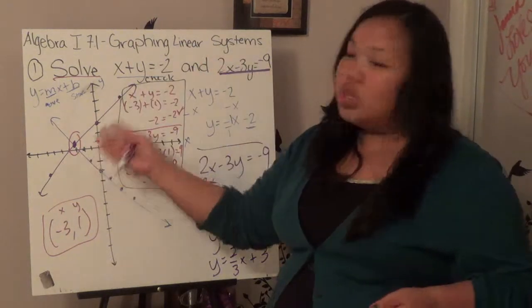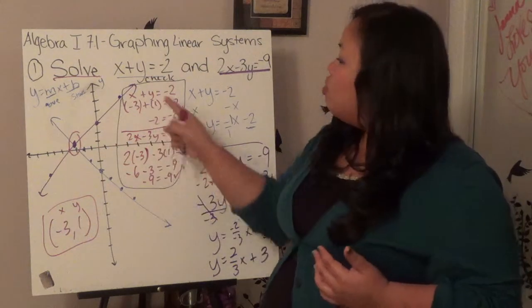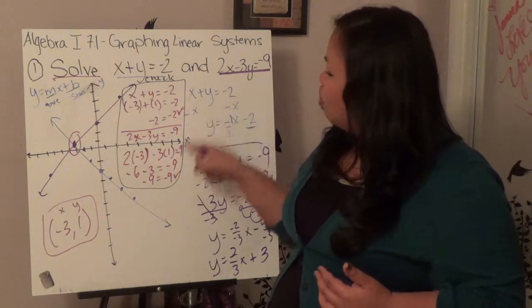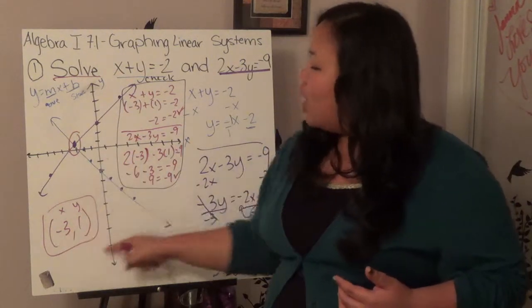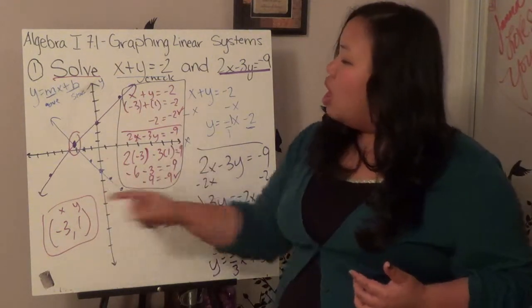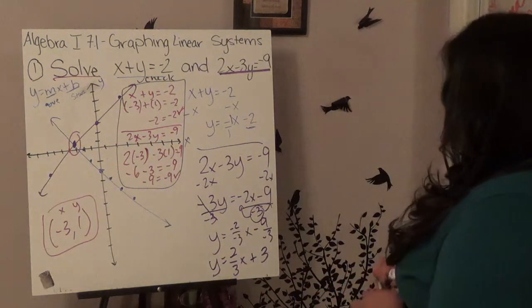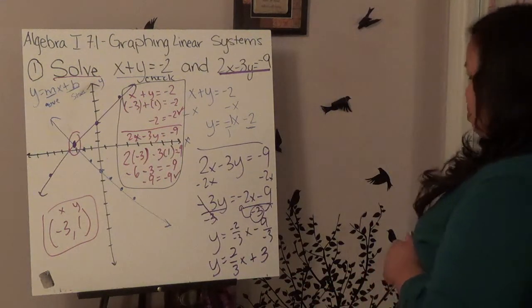So let's say if you're not sure, your graph is a little bit off. If you can plug it in and it makes it true for both equations, then this is in fact my answer. So this is just to check the work, but my answer is negative 3, 1.